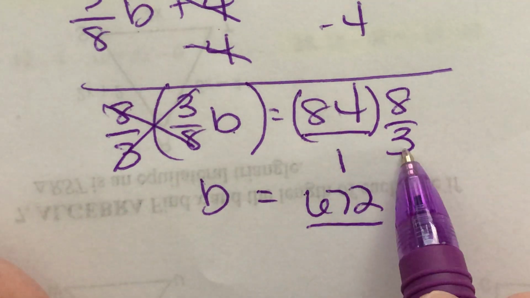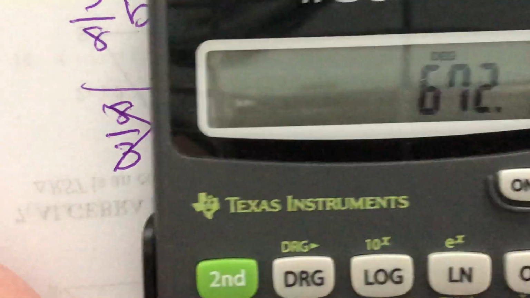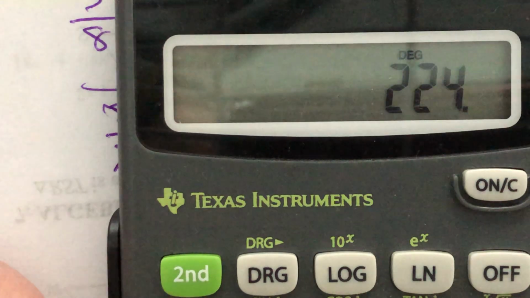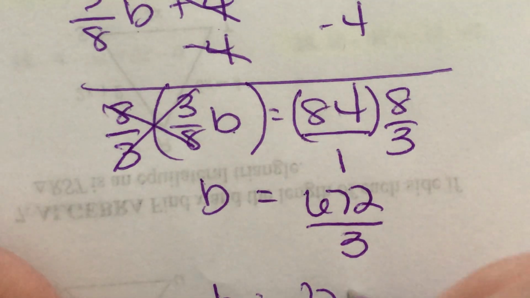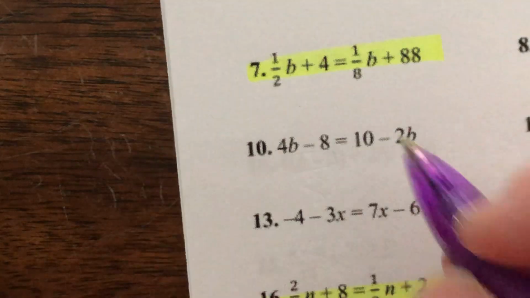Over 1 times 3 is 3 on the bottom. And I'm willing to bet I can divide 672 by 3. 224. So b equals 224. So even though that's a big number, it's okay.